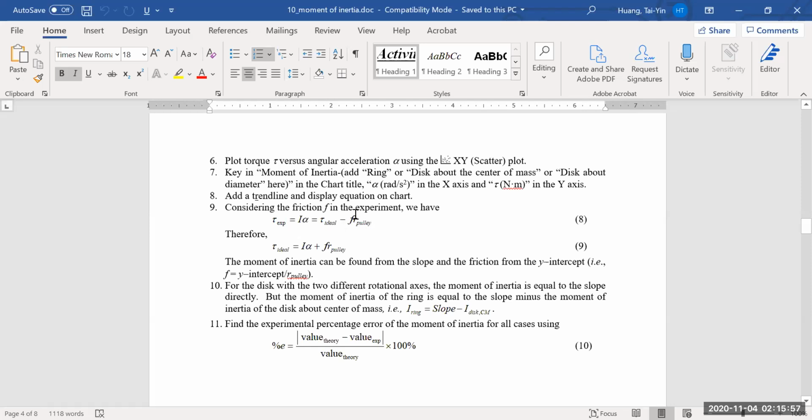So this is your R F here, and then if you move this around, you'll get that this is the ideal torque, and that's equal to I alpha, which is what you measured, plus the term that was inherently in the experiment. And so from there, you can estimate the frictional force present. Okay, so that's basically what you want to do.